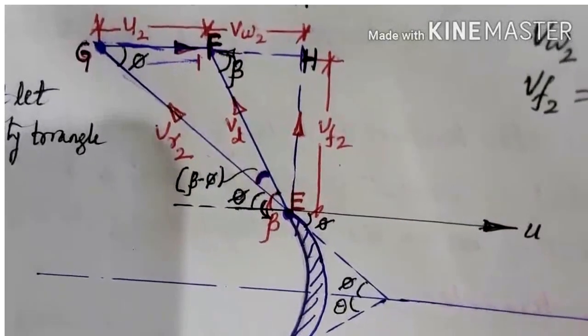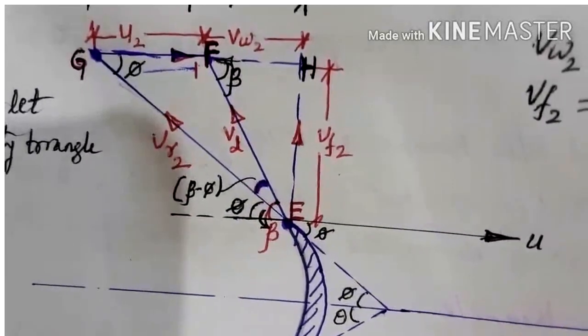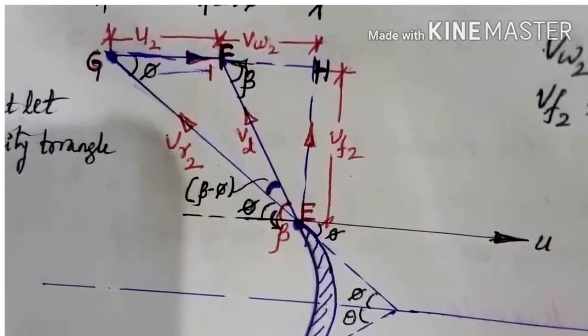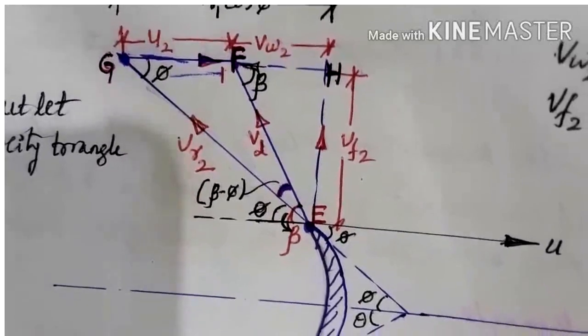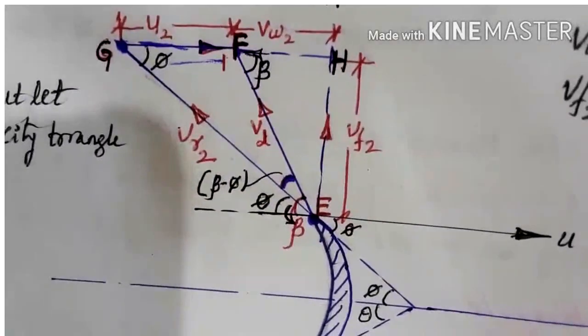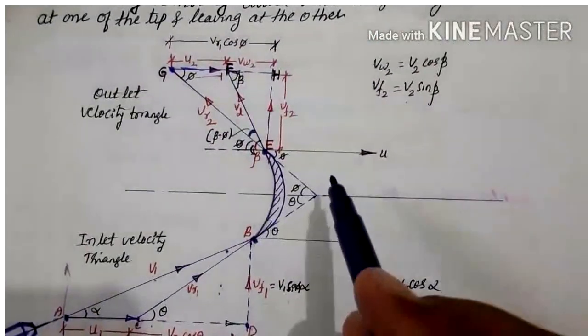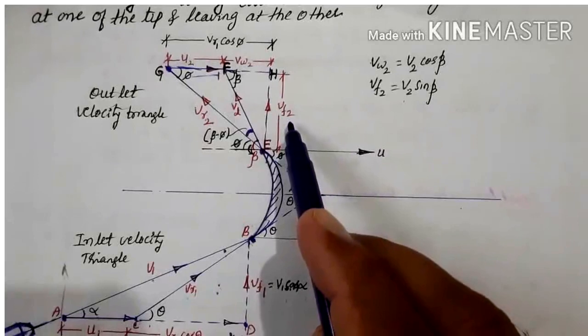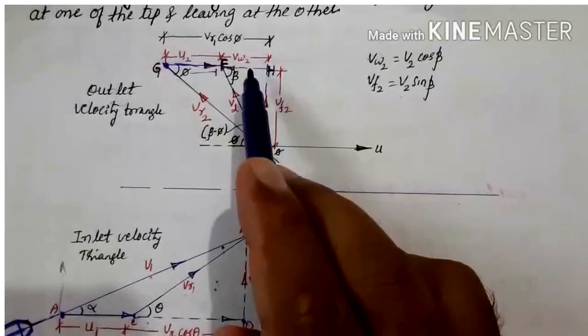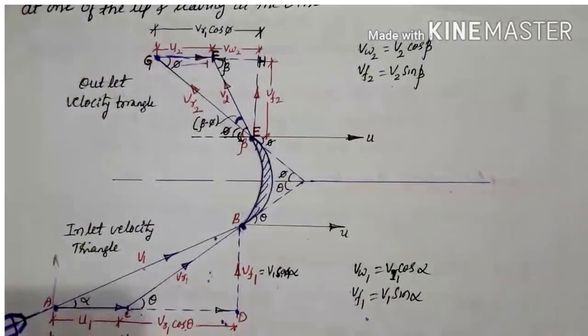Then I marked the beta angle. Beta is the angle made by V2 with the direction of motion of vane, and phi is the angle made by the relative velocity at outlet with the horizontal. Here Vf2 represents the velocity of flow at outlet, and Vw2 the velocity of whirl at outlet.